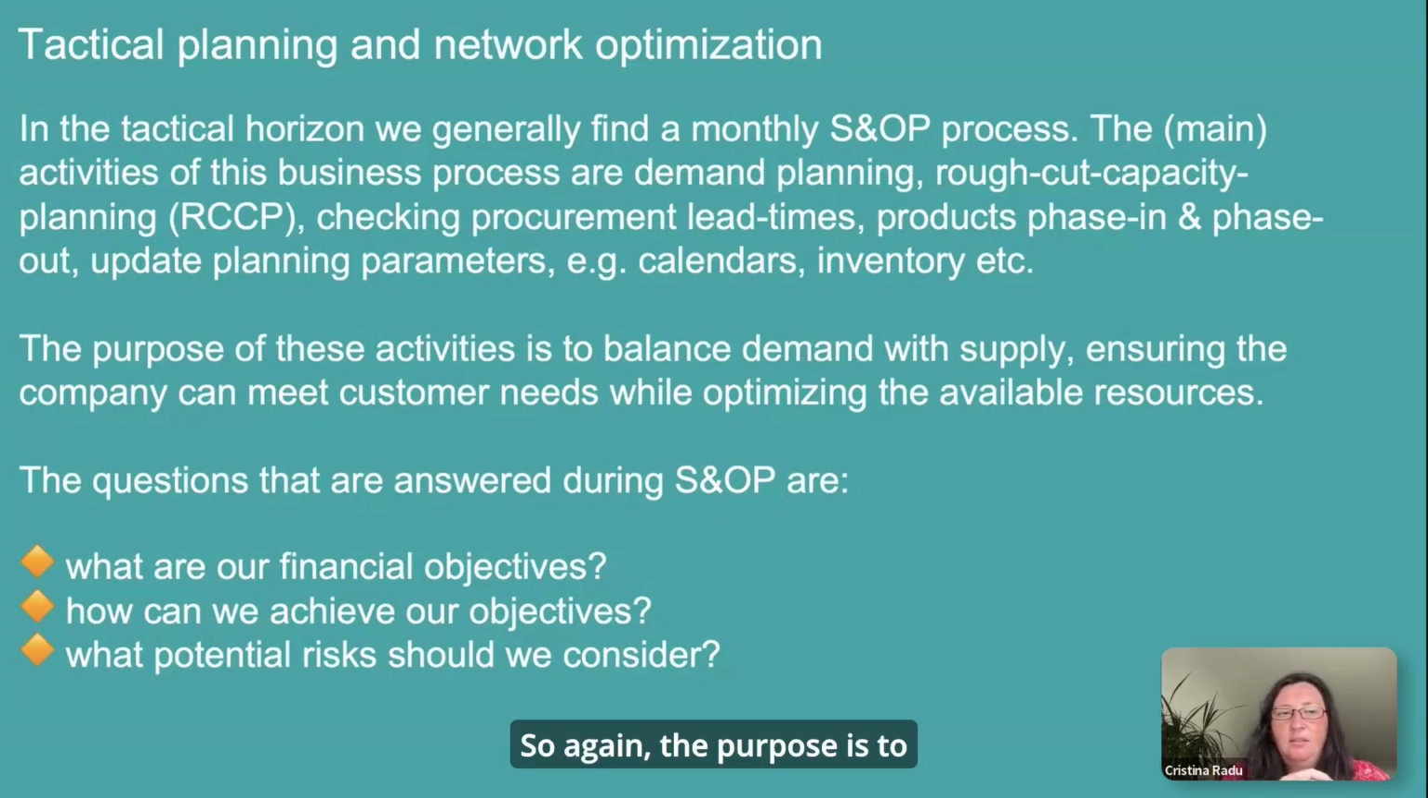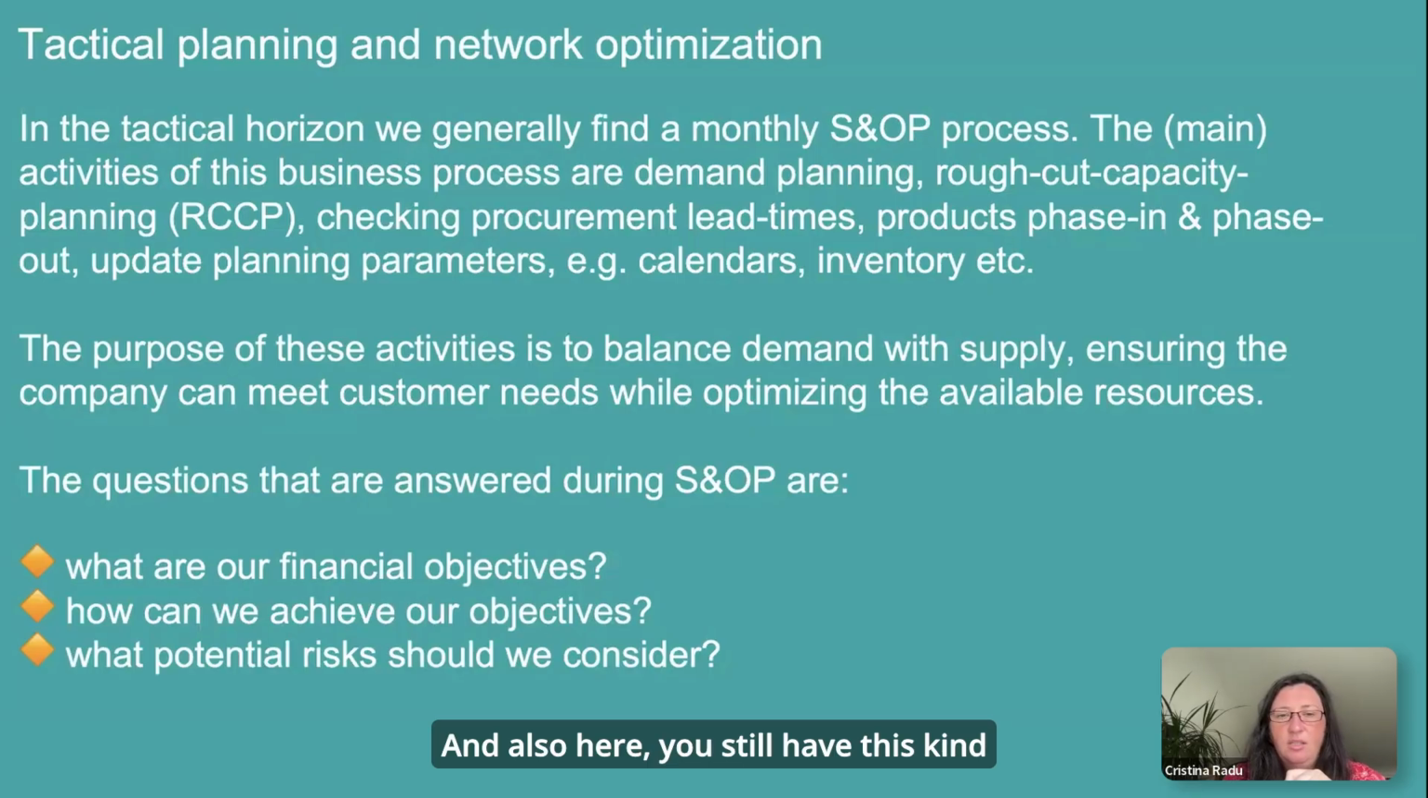So again, the purpose is to balance demand and supply, and the first thing you do is check capacity, and of course then you need to check the procurement, like can I procure enough raw materials to meet this demand? So those are the two main activities, the RCCP and the procurement activities.